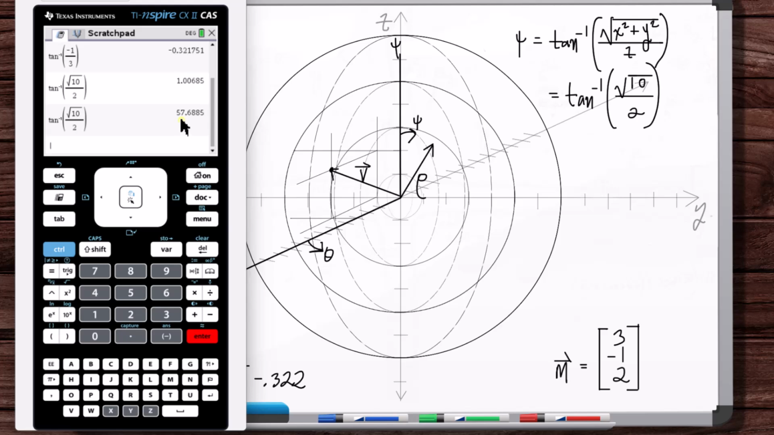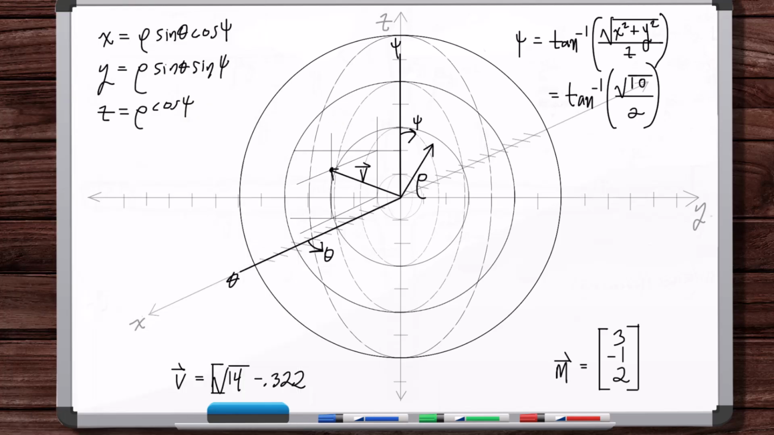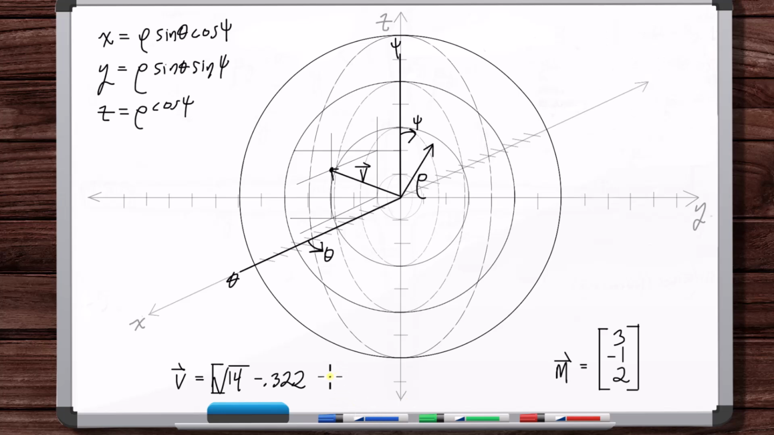Now, do we need to consider the other angle that satisfies this inverse tangent? Well, that would be in the third quadrant. No. This is going to be 57 degrees or 1 radian because we go root 14 in the radial direction, any radial direction, but then theta puts us about right here, so we're somewhere here, and then this is about 57 degrees, 1 radian. So that's it. This is going to be positive 1 radian. So there's V in spherical.